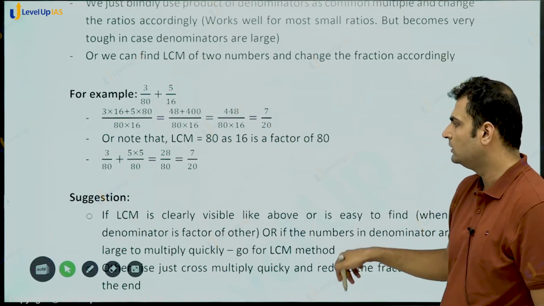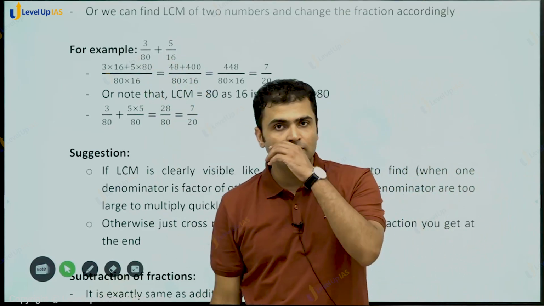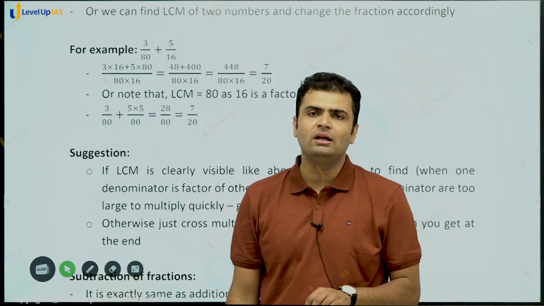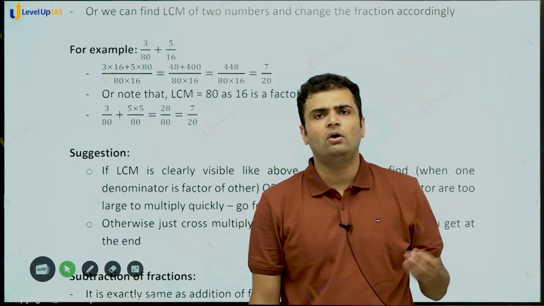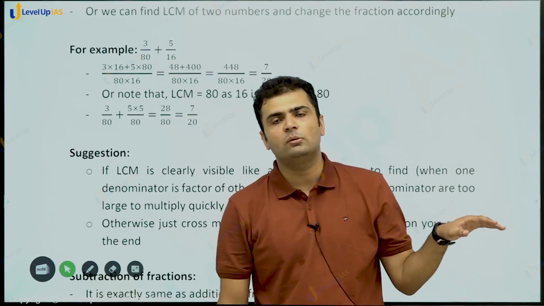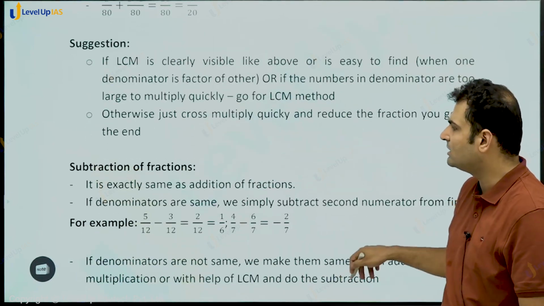आंसर सेम ही आएगा. अगर एलसीएम क्लियरली विजिबल है, जैसे कि यहाँ पे था 16 and 80 का एलसीएम is 80, that is clearly visible. If the LCM is clearly visible, then go the LCM way. If it is not clearly visible or the numbers are small enough, then directly cross multiply the denominators and add the two numbers. Subtraction is exactly the same as addition.